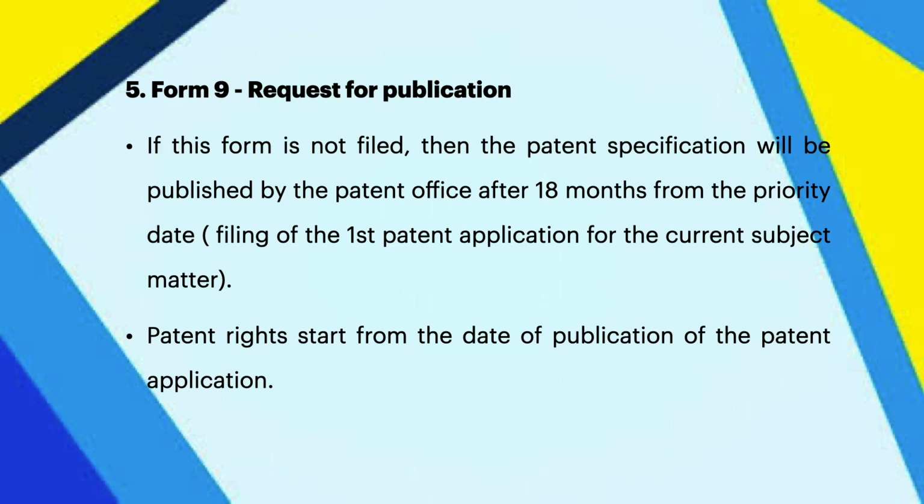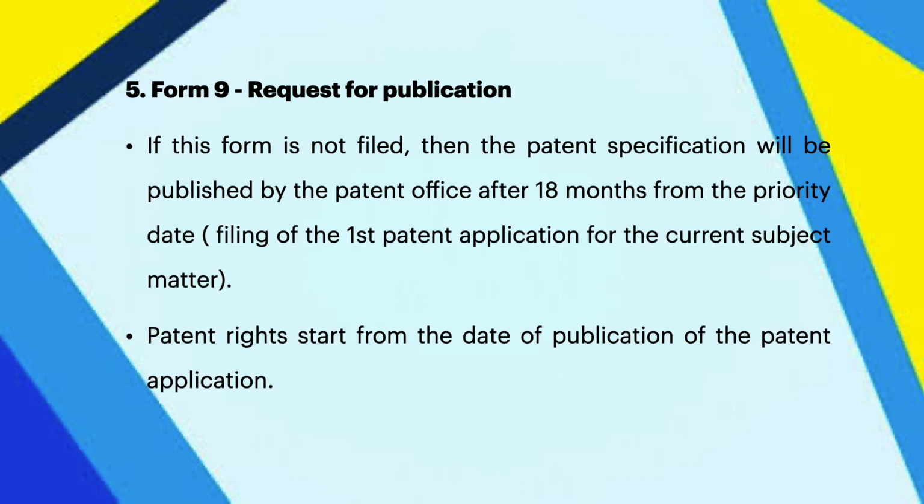Step 5 is Form number 9, request for publication. If this form is not filed, then the patent specification will be published by the patent office after 18 months from the priority date. So as an inventor, you must request the patent office to publish or publicize your invention or the details about your invention. If you're not filing this request for publication, then the patent office will publish only after 18 months from the priority date.